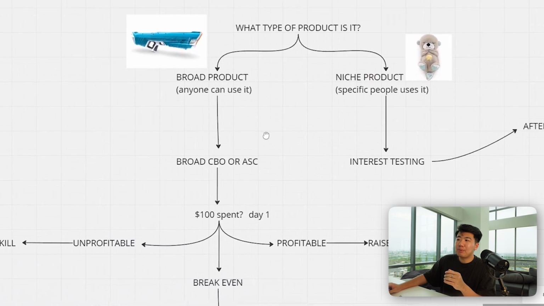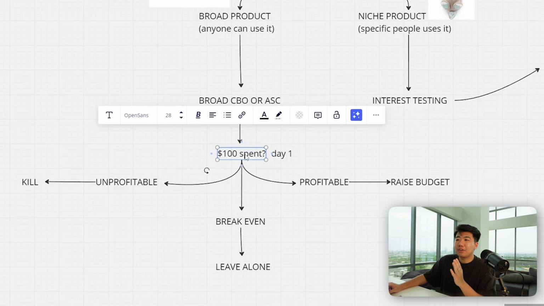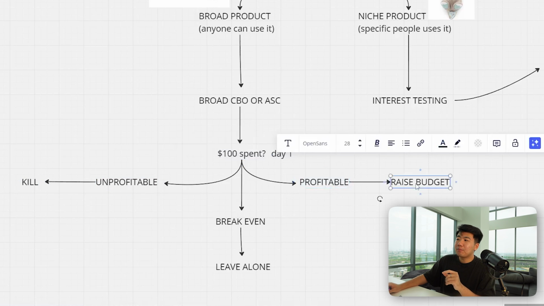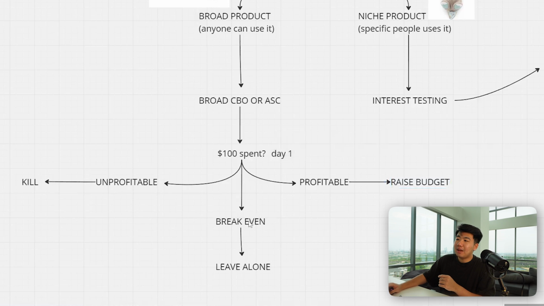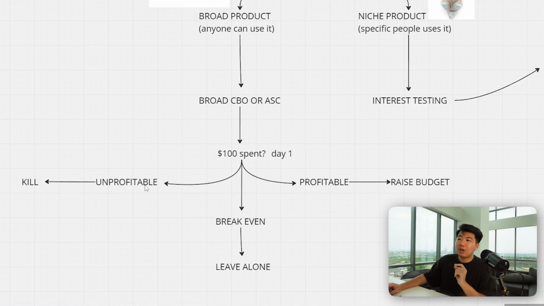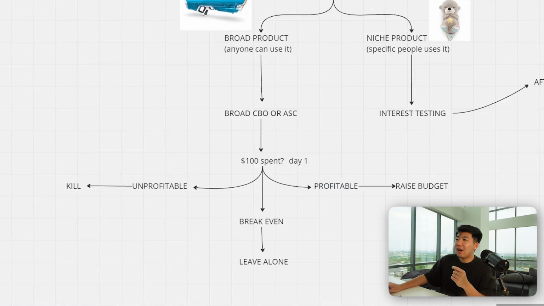But when it comes to the broad products and you're doing broad CBO or ASC, after day 1, if $100 is spent and it's unprofitable, you're gonna kill it. If it's profitable, you want to raise the budget. By how much is basically how much you want to risk for the next day. So for me, if I'm at $150 and it's profitable, I'm gonna raise it to like $250 or $300. But if it's breaking even, just leave it alone because sometimes it might be profitable day 2 or even day 3. But if day 2 is unprofitable, go ahead and kill it. And if day 2 is profitable, then go ahead and raise the budget. That's pretty much how you will set this up.